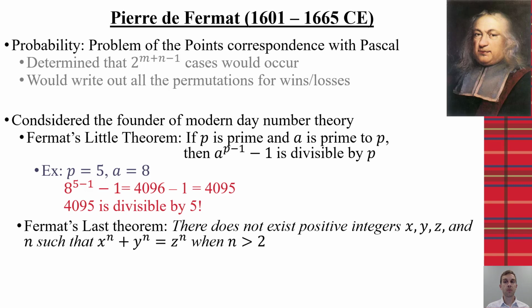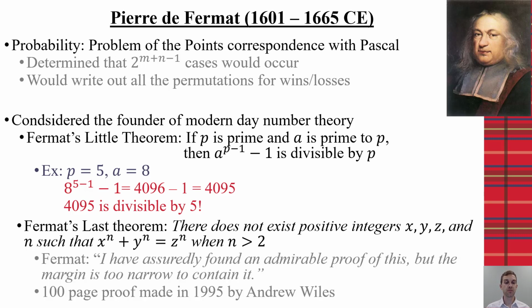His other major theorem that we hear about is his last theorem, which is there does not exist positive integers x, y, and z in N such that x to the n plus y to the n equals z to the n when n is greater than 2. Now, he never formally published any of his works and didn't often go through his theorems to prove them.